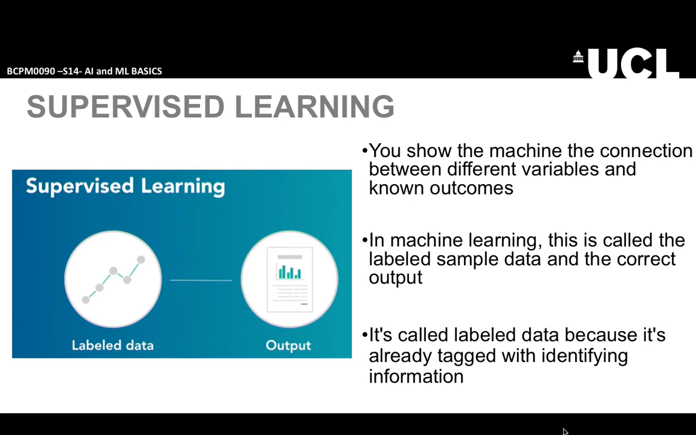Well, we can distinguish three main methods for machine learning. The first one is supervised learning. We apply supervised learning when we know enough about our data, so we can help our machine connect the dots. In supervised learning, you show the machine the connections between different variables and known outcomes. In machine learning, this is called the labeled sample data and the correct output. It's called labeled data because it's already tagged with identifying information.